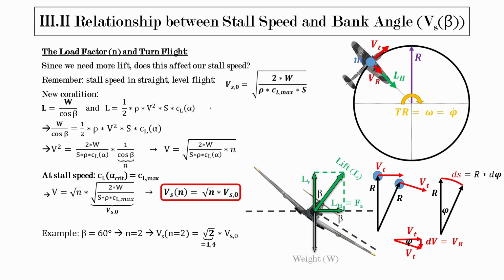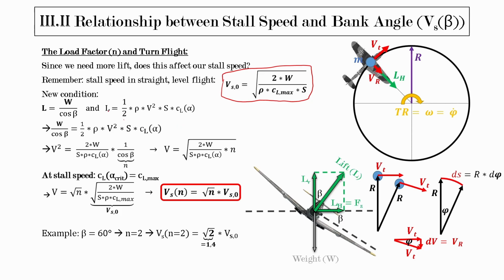So we've already established in the last series that our stall speed in straight flight, Vs0, is square root of 2 times the weight, or weight equals lift, remember, divided by rho times CL max times S. This simply comes from the lift equation. Okay, if you don't know, I recommend you watch the first episode of this series.